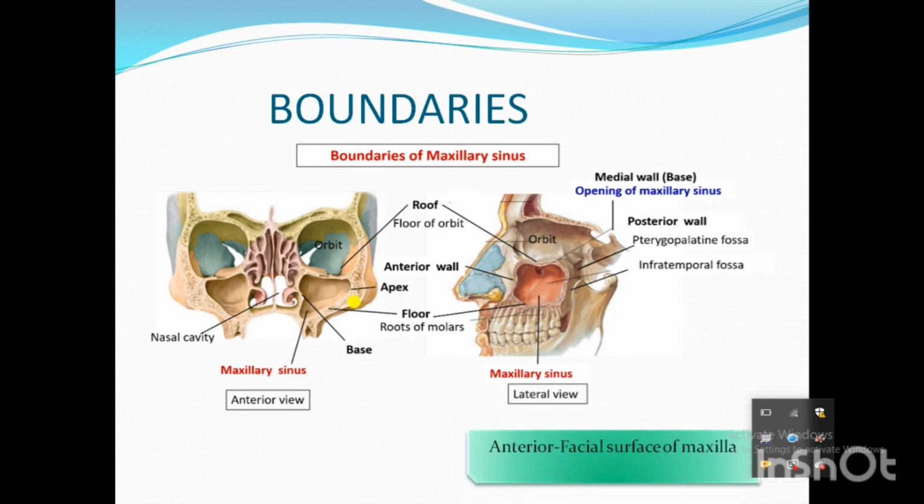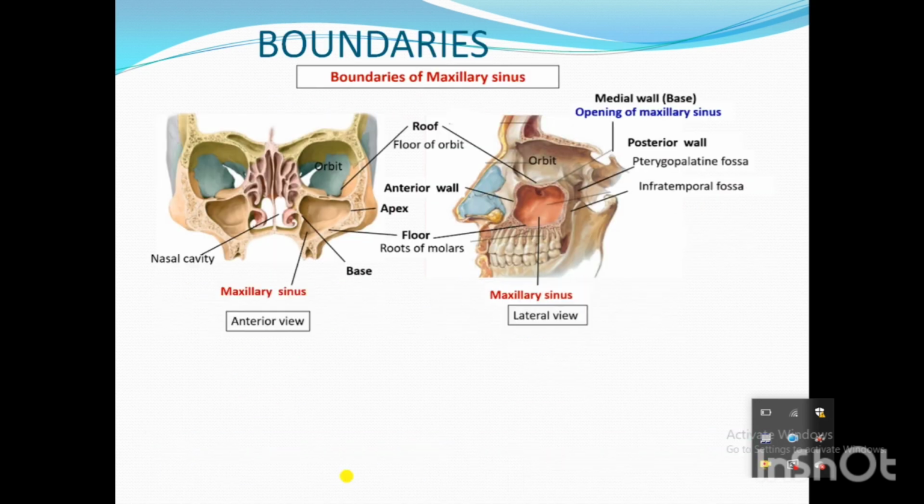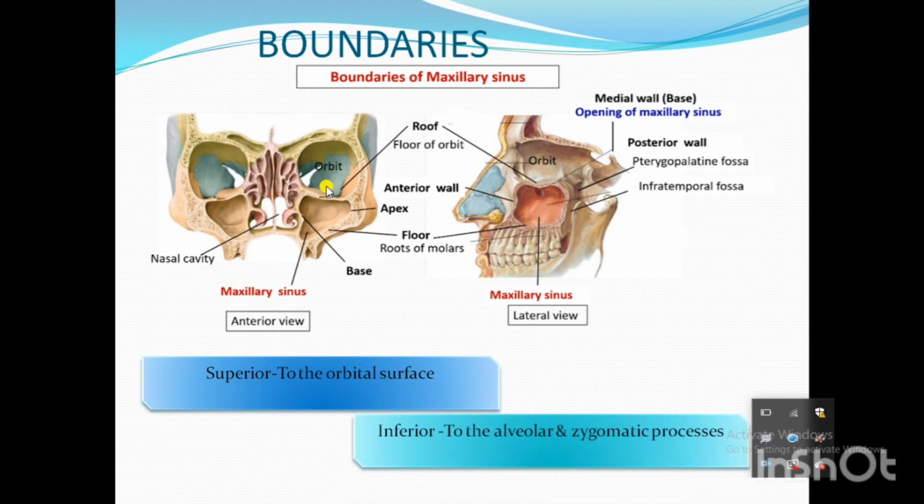Anterior surface is the facial surface of the maxilla. The posterior wall is related to the infratemporal surface. The superior surface is related to the orbital surface, and the inferior surface is related to the alveolar and the zygomatic process.